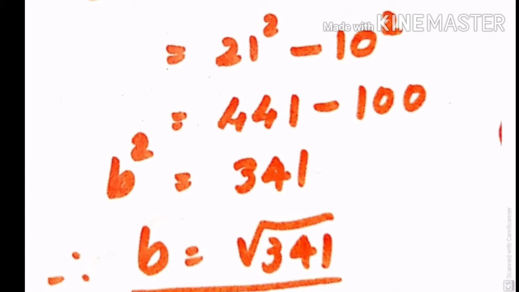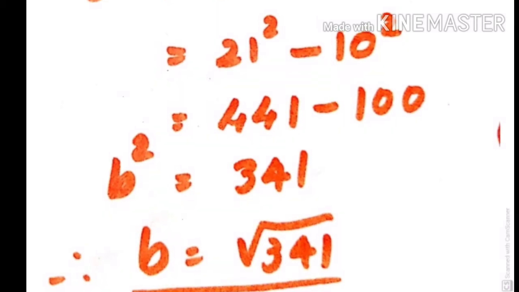Therefore, our B value is under root 341, as we know that 341 is not a perfect square number. So we cannot find its square root in a whole number. So we will write it as it is in under root sign. So B is equal to under root 341.